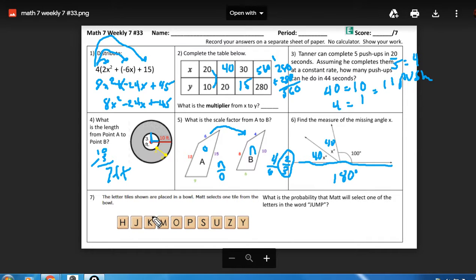Okay, so how many letters do we have? 1, 2, 3, 4, 5, 6, 7, 8, 9, 10. So we have 10 letters, and we have to make sure those letters are there. Jump are there, so there is 4. So we know that this would be 40%, so it's a 40% chance.